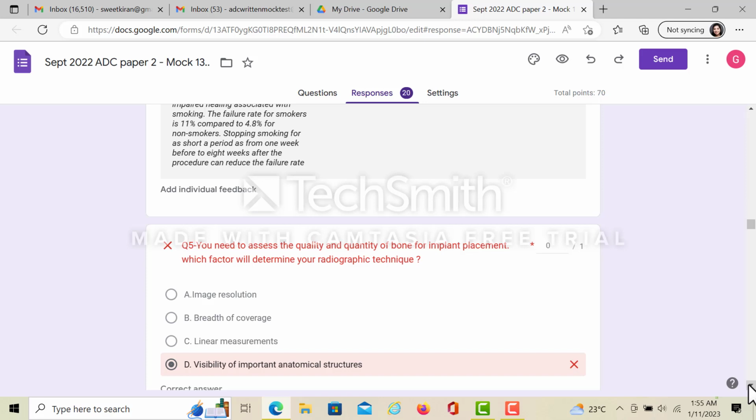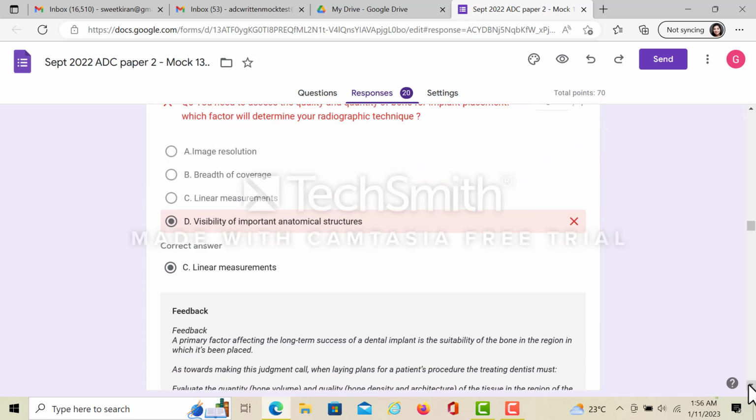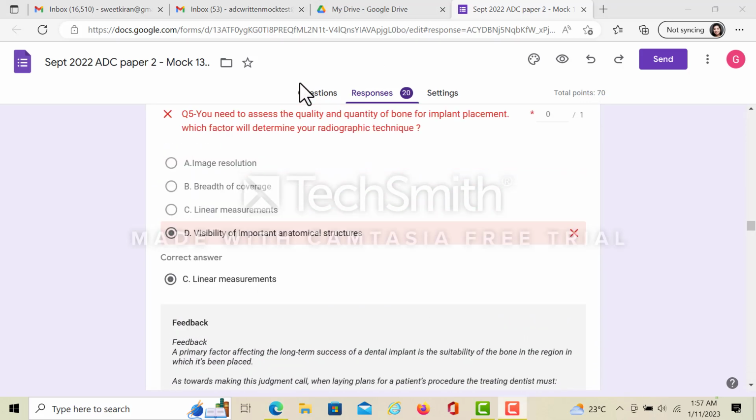But if my image resolution is not good, then will I be able to see anything? No. So that also is kind of a correct answer. Breadth of coverage? Well, it depends on which area you want to cover. If you're going to cover a small area, you can ask for a CBCT. So your prescription of the radiograph will determine the breadth of coverage. Again, that can be controlled, so it's not out of control. Linear measurements, well, that is very important. So yes, linear measurements become my answer of choice.